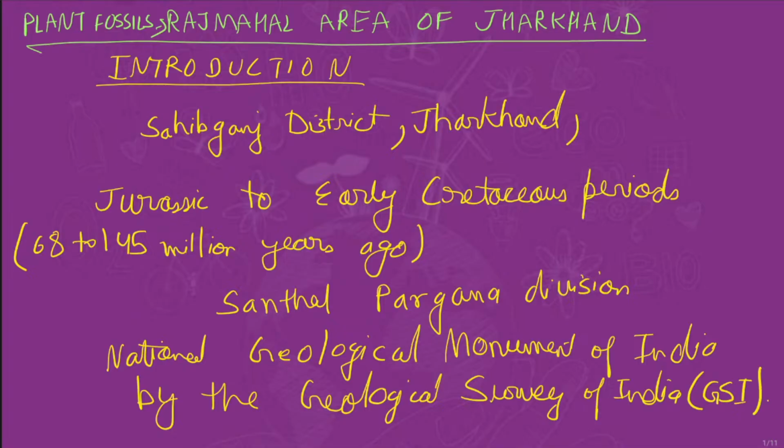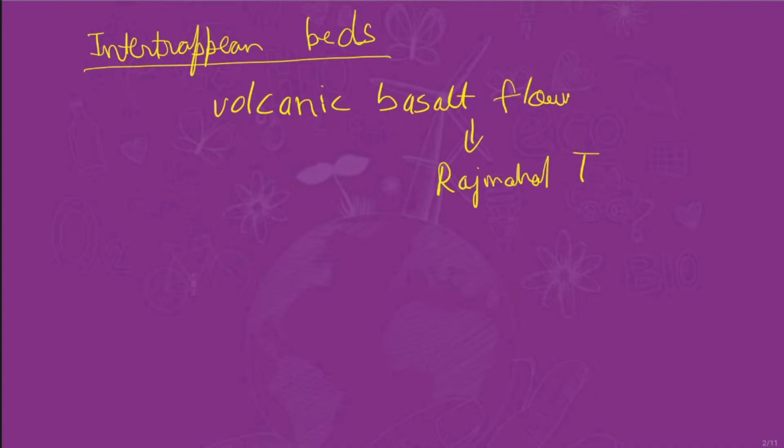The fossil-bearing deposits are primarily found in the intertrappean beds of the Rajmahal formation, sedimentary layers interspersed between volcanic basalt flows known as Rajmahal traps.